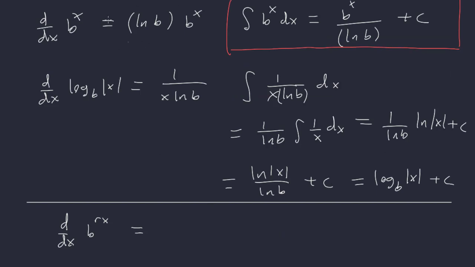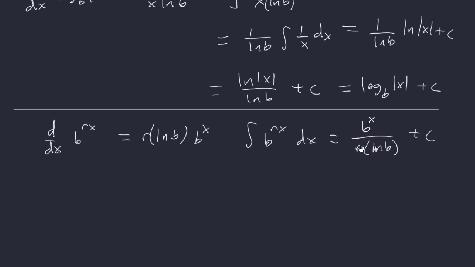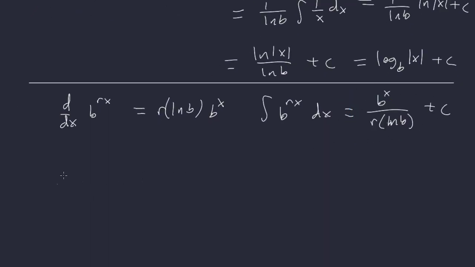Okay, and as I mentioned, to complicate this one a little more, if you had b to the rx, the derivative would be r times ln b times b to the x, meaning that the integral of b to the rx dx will be, well, it's going to be itself but instead divided by r times ln b. Okay, so let's test this one out with an actual value here. Let's say I want the integral of, say, 1.5 to the 2x. Okay.